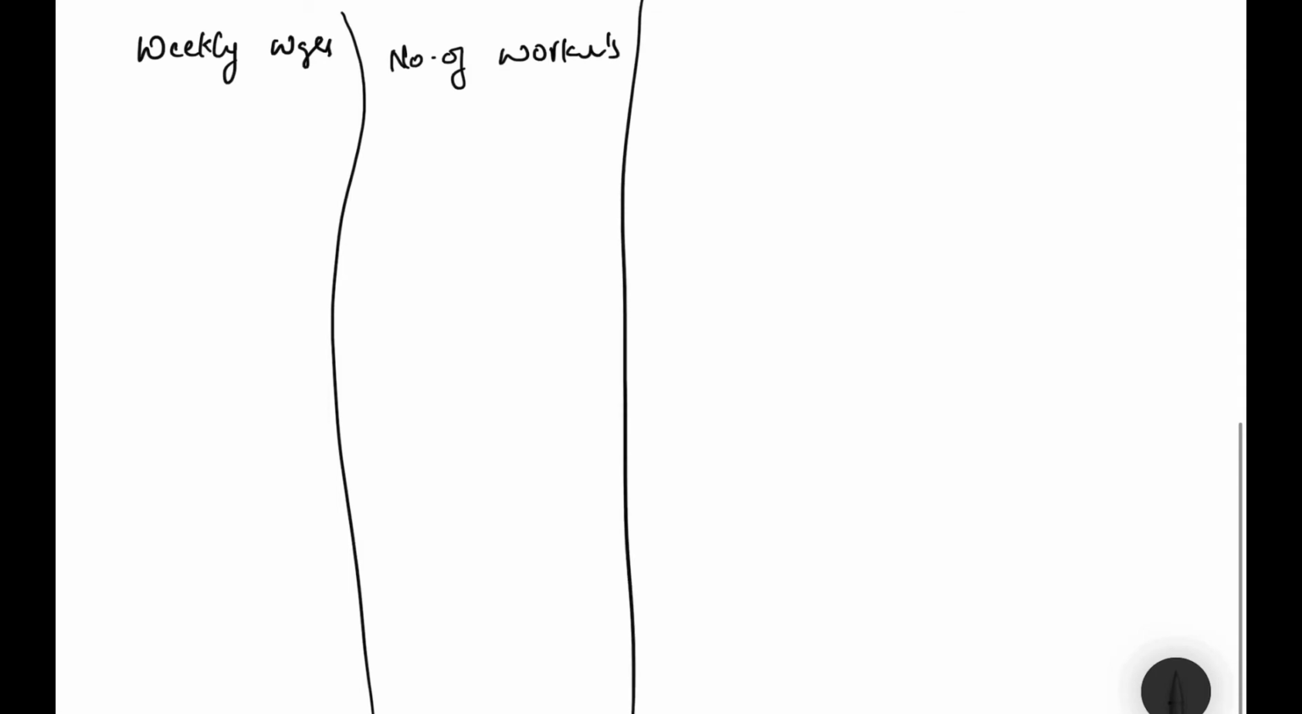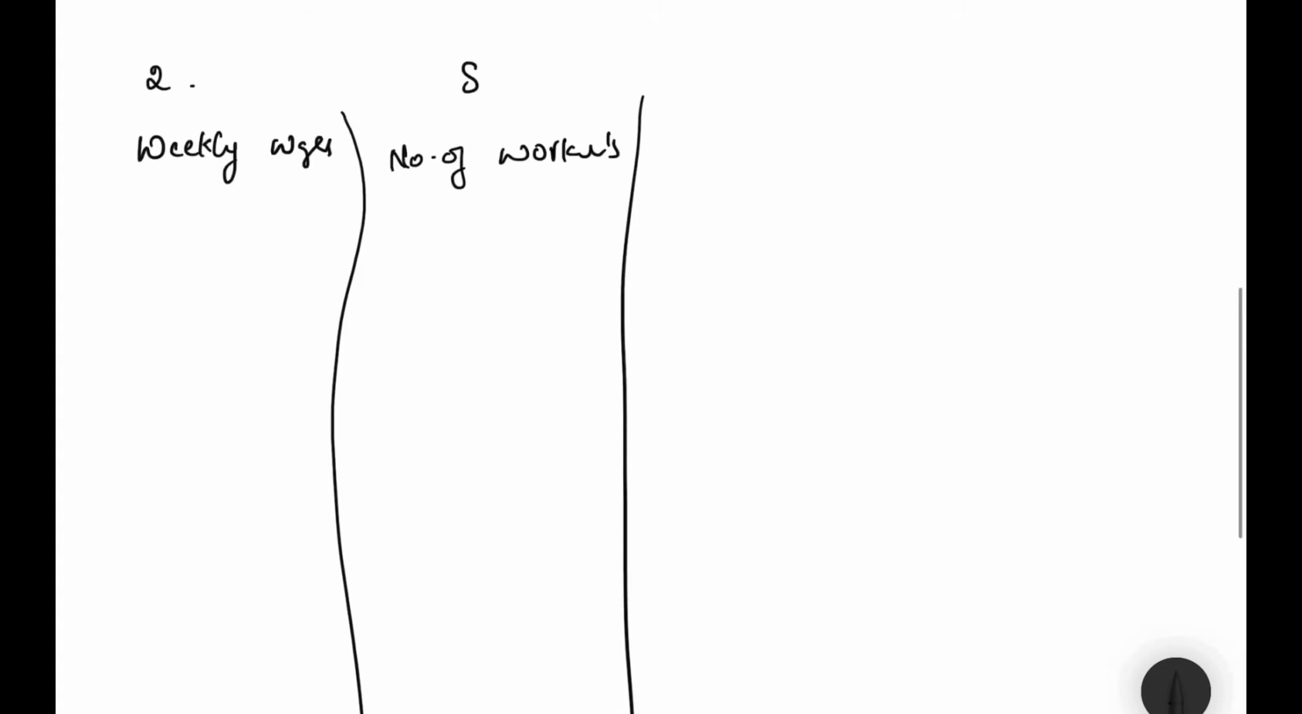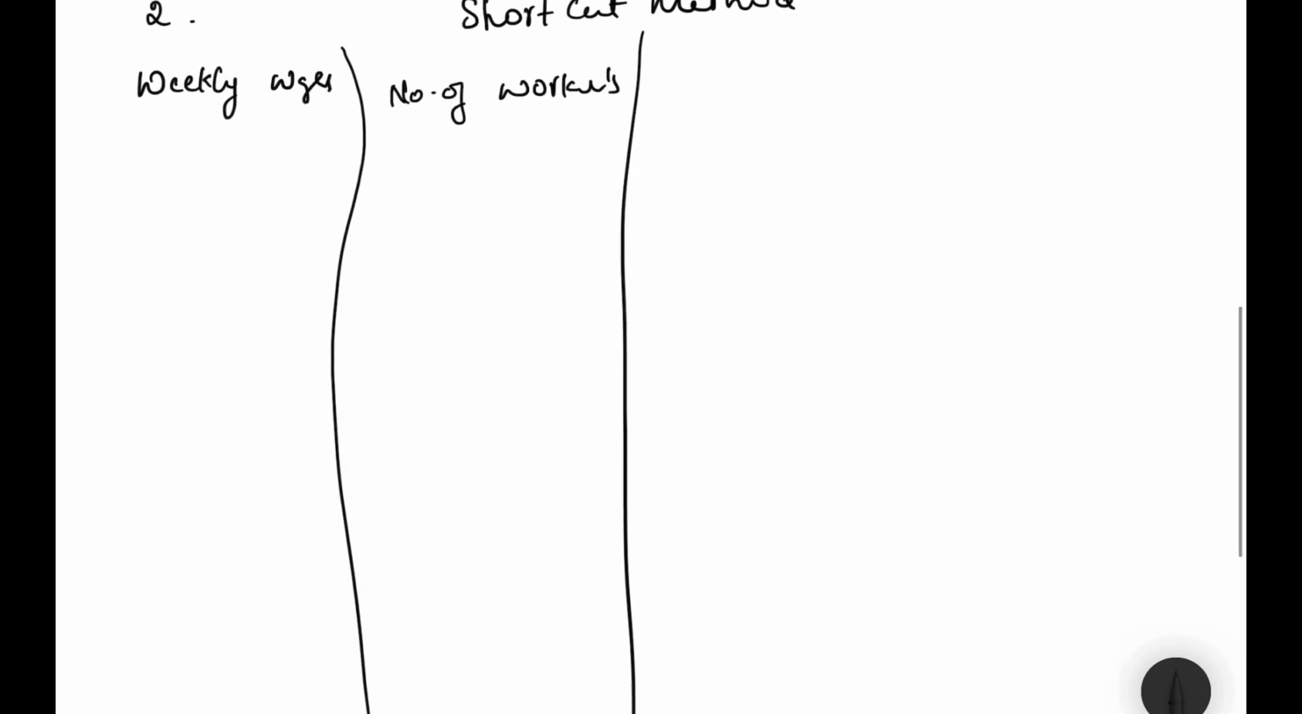First, let us start with the direct method. They have asked for it, and you'll get the same answer only. I'm not doing the direct method here because it's clear to you. Let us do the shortcut method; I'll just explain that to you. So the number of workers we have.